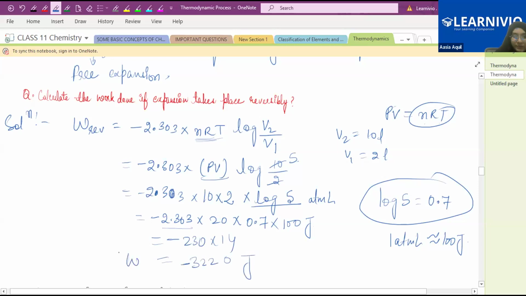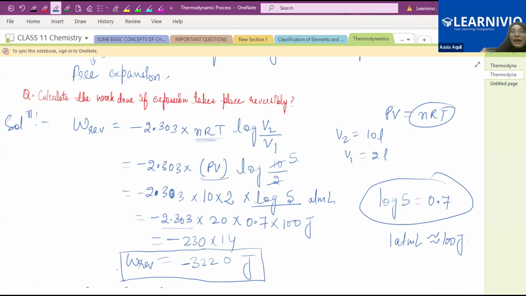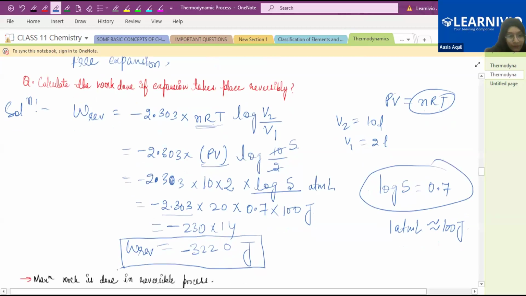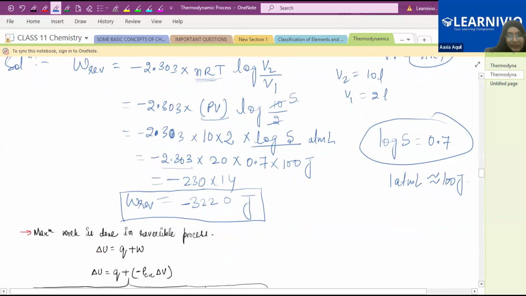W reversible. So again, work done is by the system, not on the system, by the system. Okay, so you know reversible process में क्या होता है? The work done is by the system because gas particles try to expand. And in the expansion process, the gas particles do work. So here the work done is by the system. So that's why the value of work done is negative.